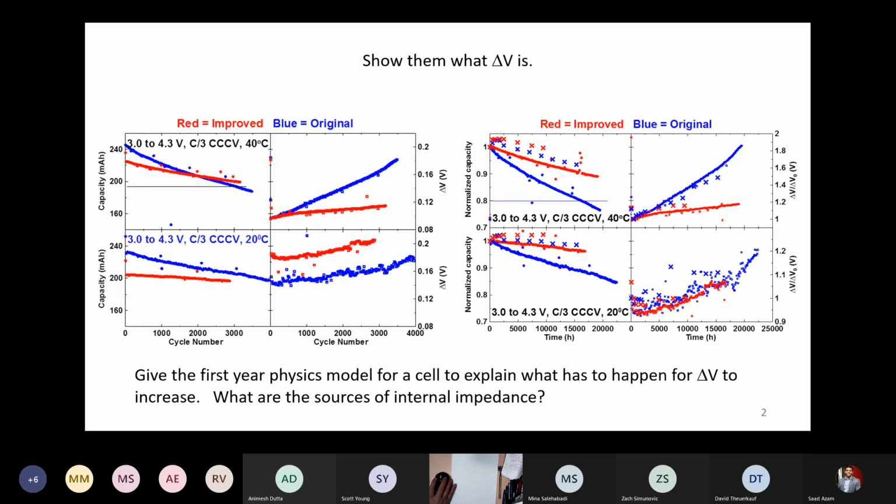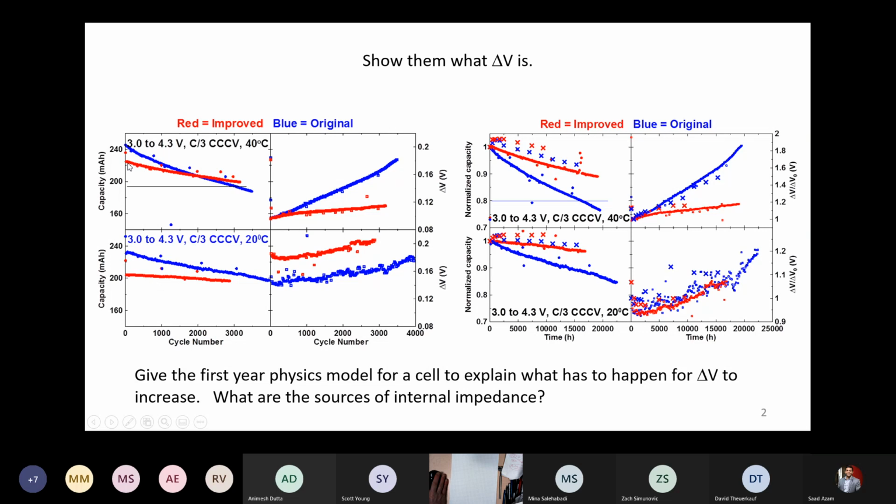So the first thing that I want to talk about is what happens in lithium-ion cells as they undergo extended charge-discharge cycling. Okay, so here I'm showing some data for capacity of a small pouch cell versus cycle number for cells tested at 40 degrees C and cells tested at 20 degrees C, at C/3 between 3 volts and 4.3 volts. And there's two sets of data here. Blue is called original, and red is called improved.